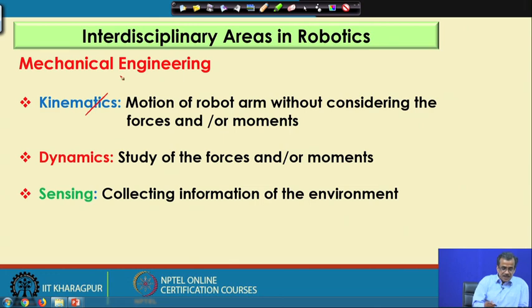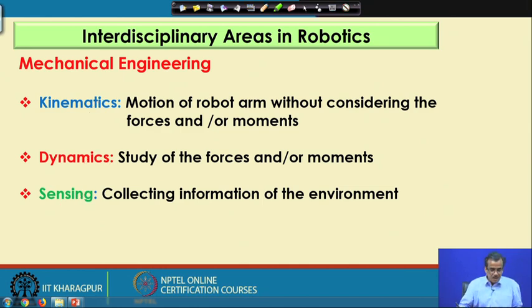That is done in dynamics. In dynamics, we try to find out how much force is required if it is a linear joint, and how much moment or torque is required if it is a rotary joint. All such things are mathematically determined in dynamics. And in sensing, we collect information of the environment with the help of sensors. All such things come under the umbrella of mechanical engineering.